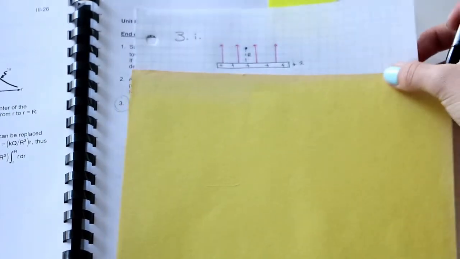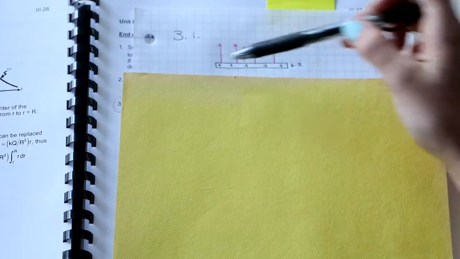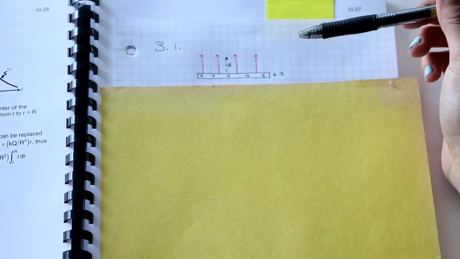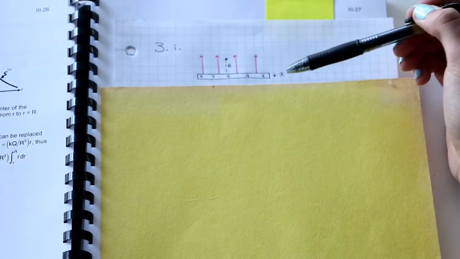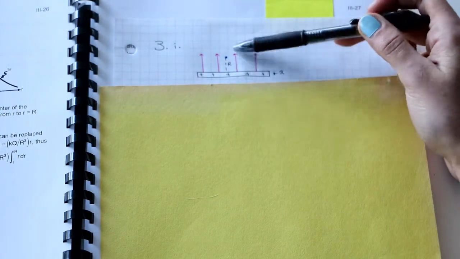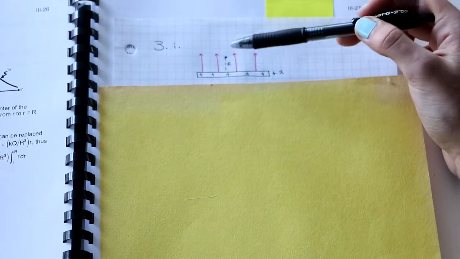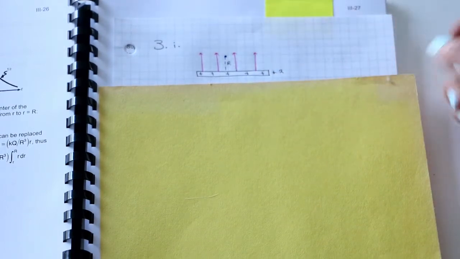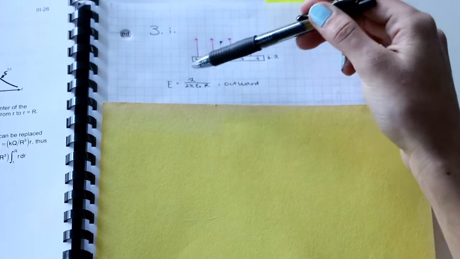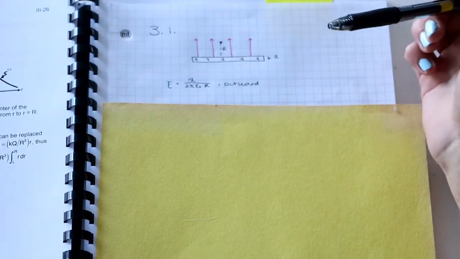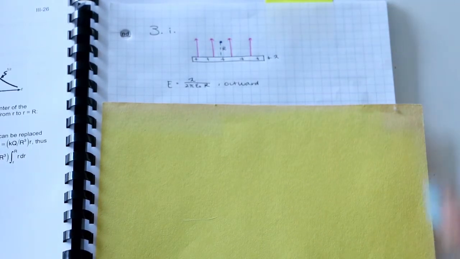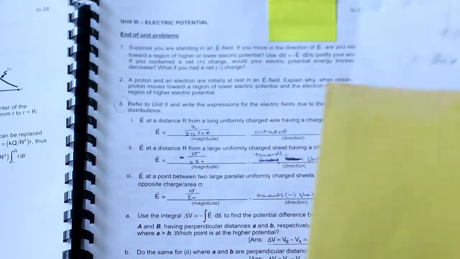So for 3i, this is basically what it looks like. This is a long positive wire. It is charged with positive lambda, and the E field is away from positive, and these pink arrows represent the E field. And it's from this point, a distance r away. So just copying from the previous unit, we found that E equals lambda over 2 pi epsilon r, and that direction is outward or away from the positive.